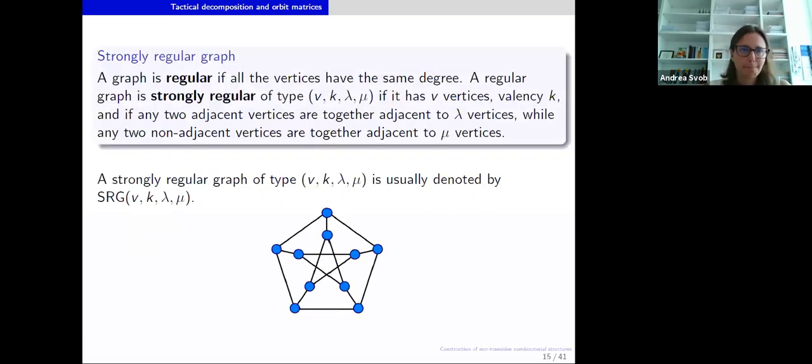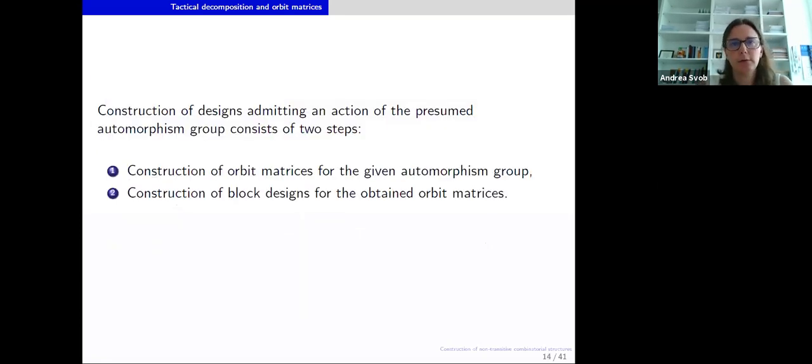Okay. What I must remark here is that you have an action of the presumed automorphism group. The orbit matrices are not trivial, which means you have non-transitivity included.